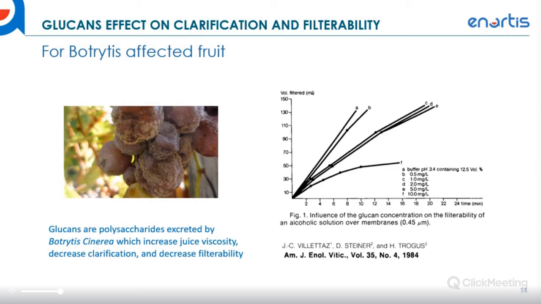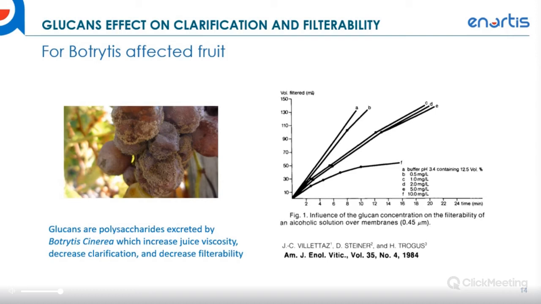If you have botrytis affected fruit, you might want to address the glucans in the juice because you will most likely have difficulty filtering those wines later on in the wine's life. I can't tell you how many winemakers have come to us after they've gotten to the point where they're starting to filter their wines and they can't filter their wines. It's a real challenge because this enzyme takes a little bit longer to work in wine because of the alcohol. But in juice, it works very, very quickly.